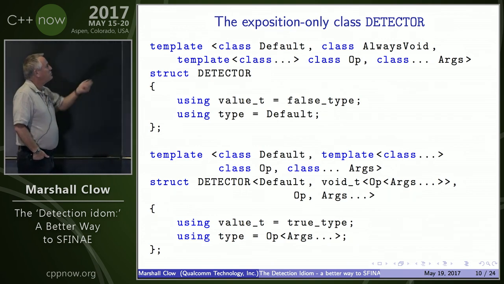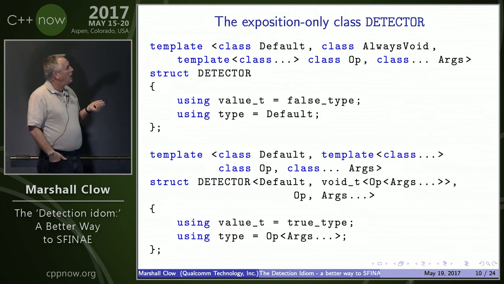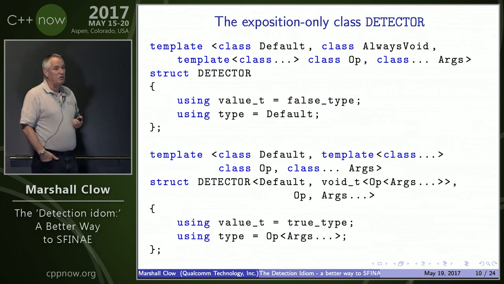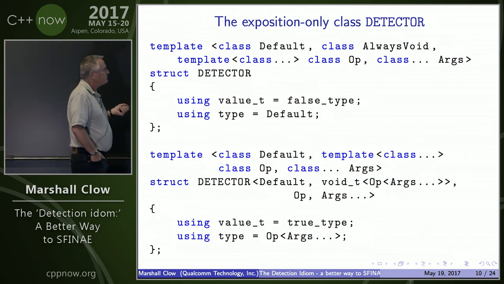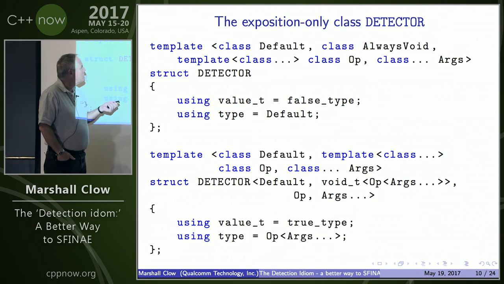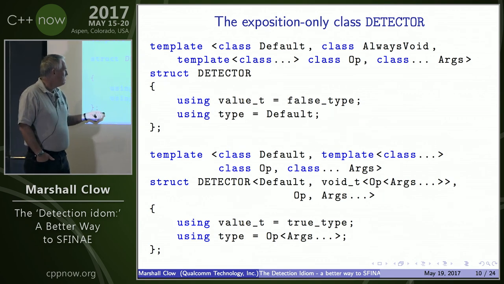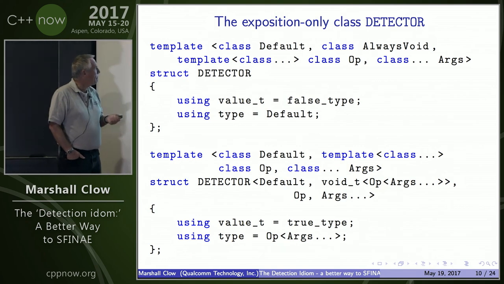So anyway, we have 2 of these. The first one's really simple. It just returns to you the default, and the value is always false. The second one takes one of these metafunctions and some arguments and returns true and the result of applying that metafunction onto the arguments.